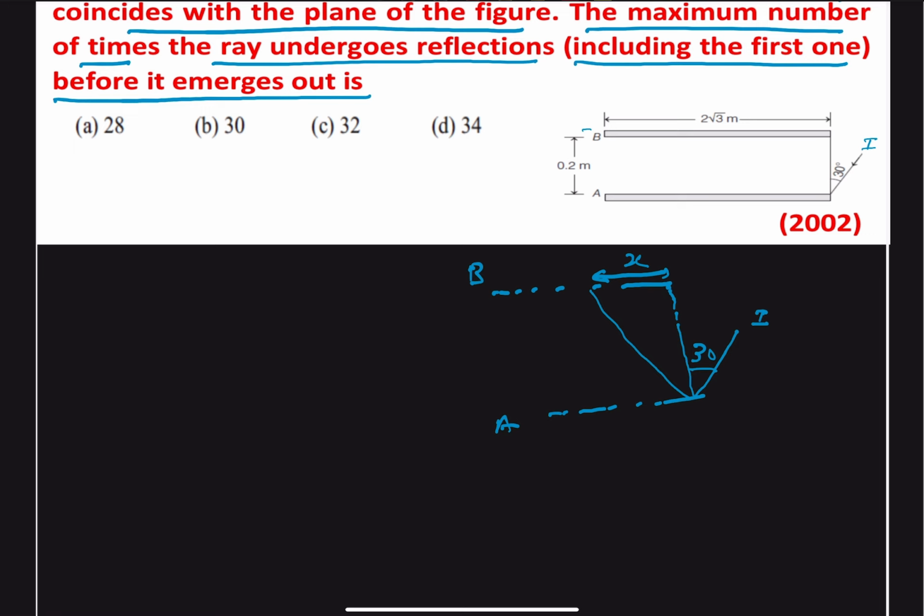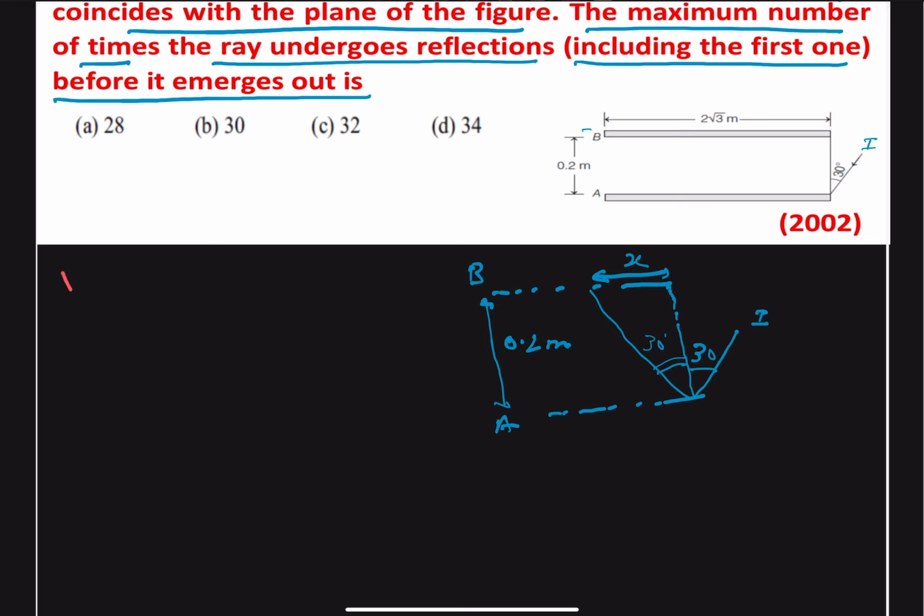And in the case of a mirror, you can see the angle of incidence is equal to the angle of reflection. So the angle of reflection will also be equal to 30 degrees, and we already know this width is given as 0.2 meters.